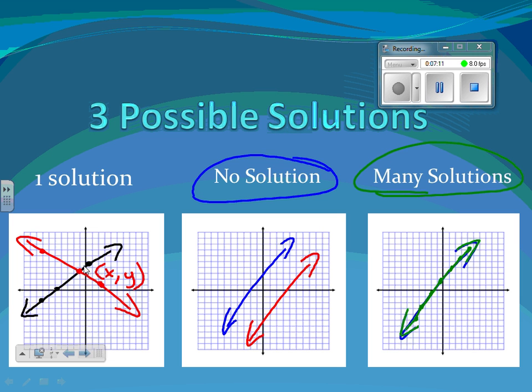So either they cross at one place and you have one answer, or they're parallel and they don't cross, so there's not a point that works for both, and the answer is no solution, or they're smack dab on top of each other and the answer would be many solutions. Those are going to be your three options. Any questions on that? Okay.